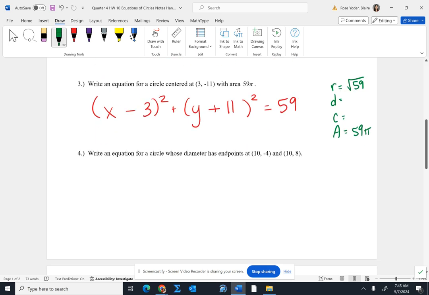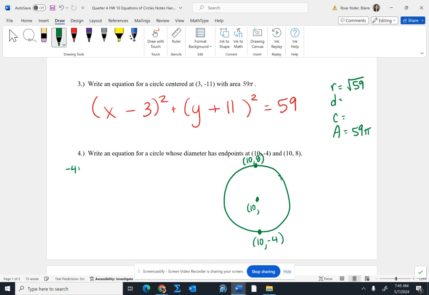I gave you the endpoints of the diameter of the circle, (10, negative 4) and (10, 8). So I didn't give you the center or the radius. So let's find the center first. I know it's definitely going to be 10 something because that diameter is vertical. Then I need to find what's smack dab in the middle of negative 4 and 8. So I like using the midpoint formula.